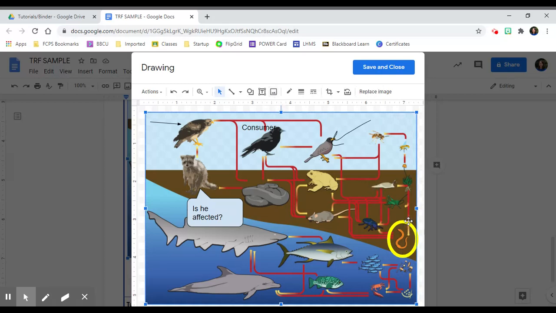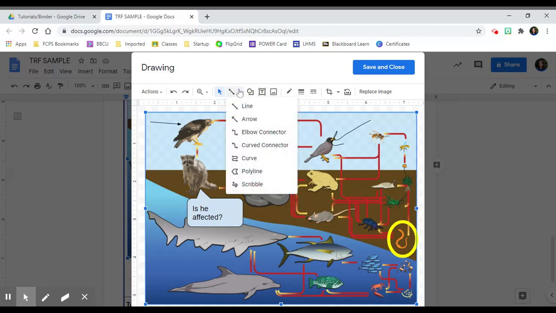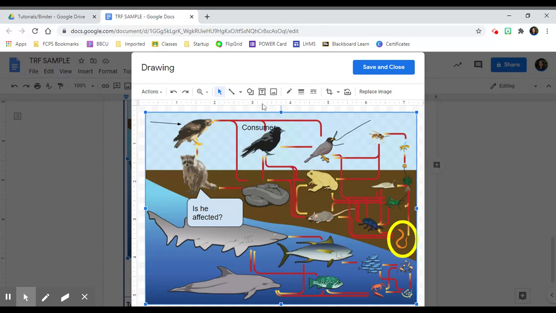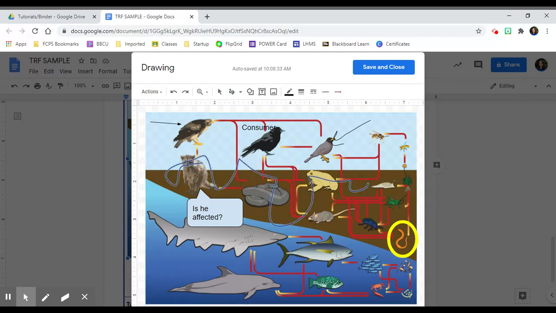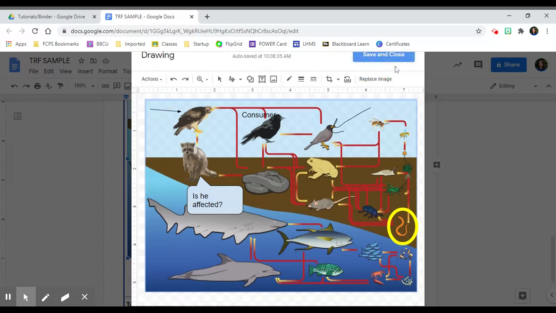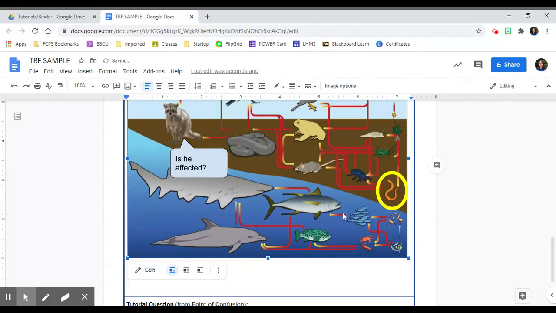I circled a producer using the shape feature. I inserted a call out, a text box feature here. Is he affected? I inserted some arrows using the line feature. And then this is actually the scribble feature. The scribble feature allows you to just straight up write on the document or on the picture. And so when I click save and close, it inserts that picture into my document.